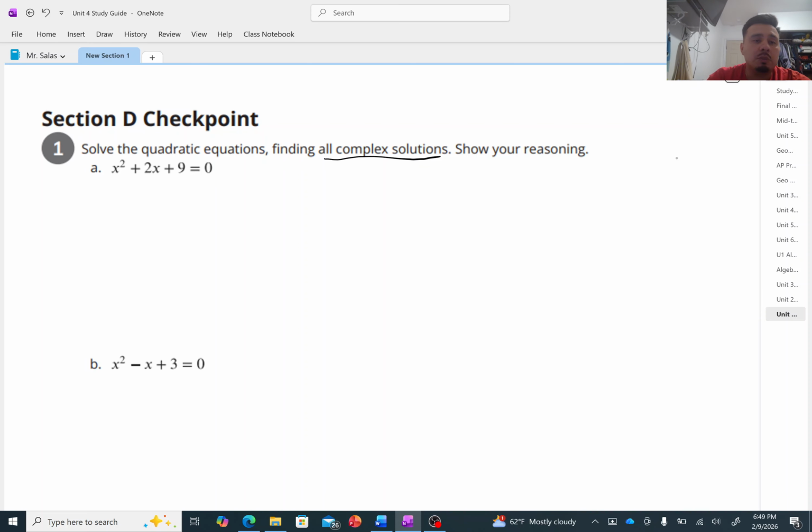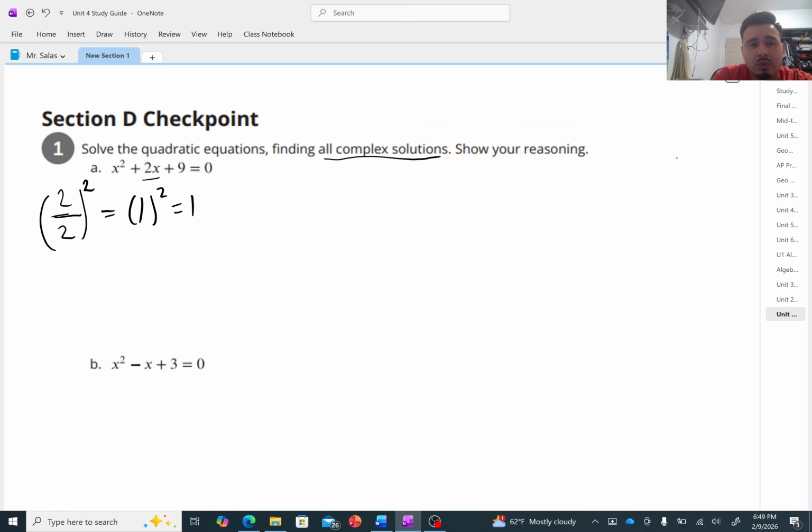Okay. So we have x squared plus 2x plus 9 is equal to 0. I'm going to do the first one using the complete the square method. If I'm going to complete the square, I'm going to take this middle number, 2, divided by 2, squared. Again, that's something we should know how to do by now. 2 divided by 2 gives me 1, and 1 squared is equal to 1. Okay, perfect.